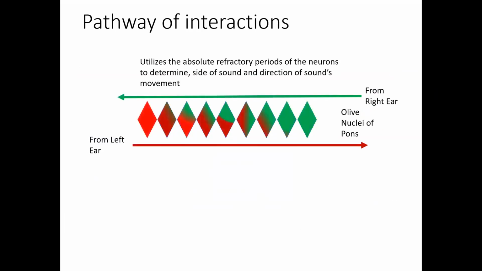And so if we look at it, where the red and the green line up, where we have a 50-50 split, we know that, okay, that is where specifically in 360 degrees around us in all planes of the body, that's where that sound happens to be. And as that sound changes its location, that convergence point will change within the olive nuclei in all planes of the body in all 360 degrees.